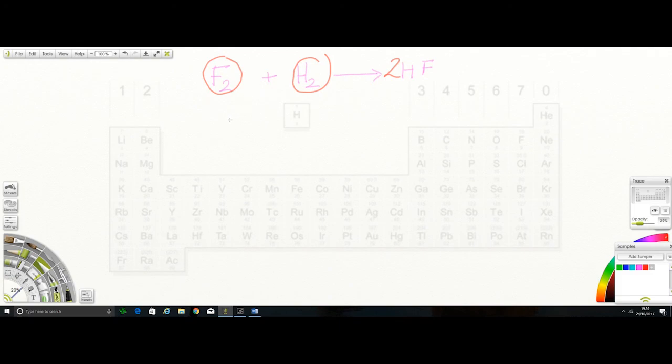So what I want you to do is to write out the equations for the reactions of chlorine with hydrogen, bromine with hydrogen and iodine with hydrogen. You need to be able to do this, guys. So pause the video, do that, then unpause it.